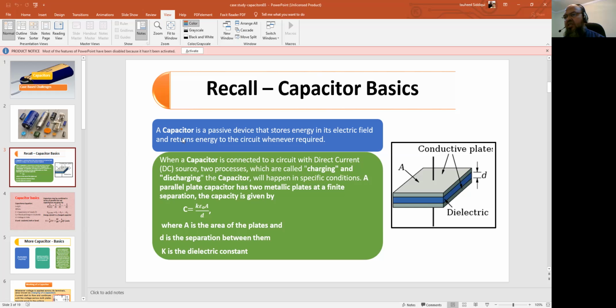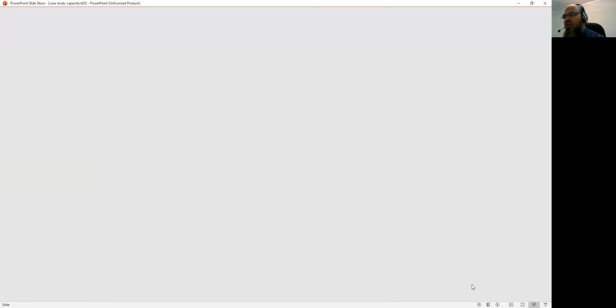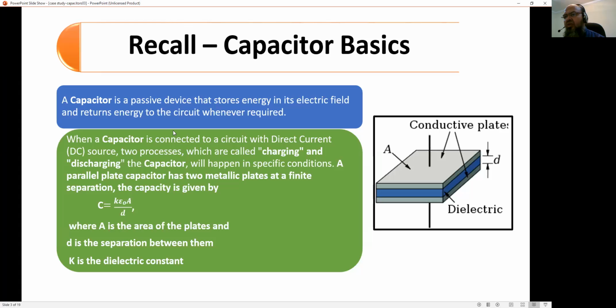So a capacitor, as all of you know, is a passive device that stores energy in its electric field and returns energy to the circuit whenever required. So when a capacitor is connected to a circuit with a direct current source, then two important processes, charging and discharging of the capacitor, will happen in specific conditions.